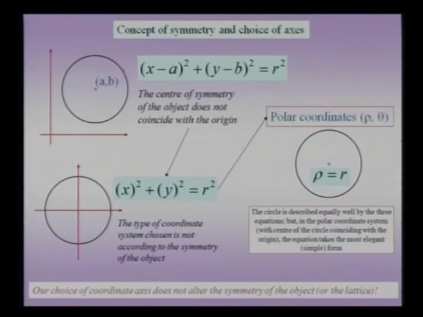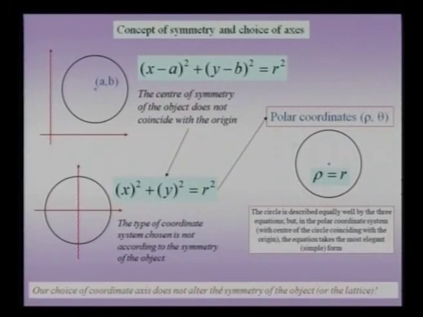The symmetry of the circle remains exactly the same, but my description is more convenient, more logical, more simple if I use a kind of coordinate axis which matches with the symmetry of the object I am trying to describe, or at least some aspects of the symmetry of the object if there are any of them present. So, our choice of coordinate axis does not alter the symmetry of the object or of the lattice. If the object I am talking about is a crystal, then my mere choice of the coordinate axis is not going to change the crystal in any way, and that we will see, of course, in considerable detail very soon.